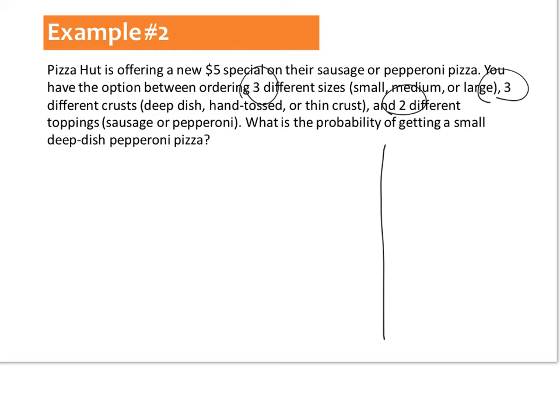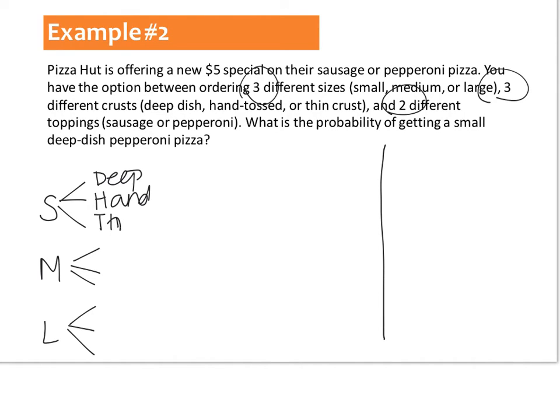So we know that there's 3 different sizes. So there's small, medium, and large. This particular tree diagram I know is going to get pretty big, so I'm going to try to write as abbreviated as possible. Okay, so we have small, medium, and large. Now, out of small, medium, and large, you can get 3 different types of crust. So each one's going to have 3 different types of crust coming out of it. So we have deep dish, hand tossed, or thin for each one.